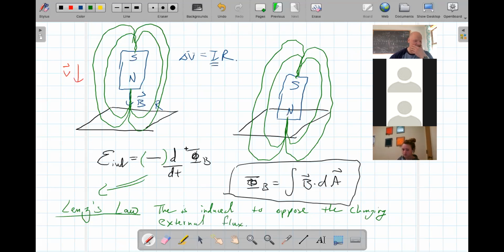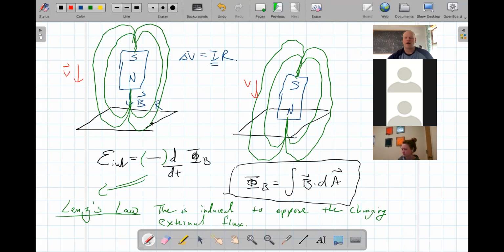What that means is that the loop itself, the coil, which now has a current flowing through it, creates its own magnetic field. That induced magnetic field, which is induced inside of the coil, is induced in such a way as to oppose the changing external magnetic field. Okay. So what does that mean here? If I go from this picture to this picture, where I have the velocity going down in this direction, the external magnetic field is increasing as it's pointing downward into the coil.